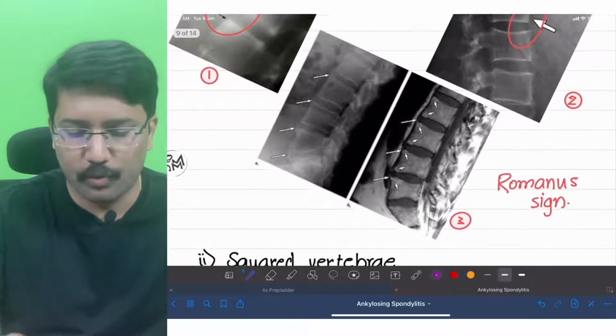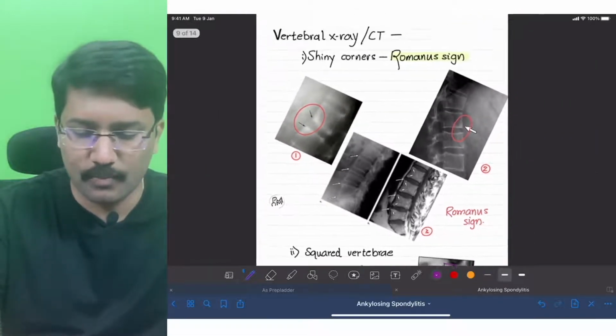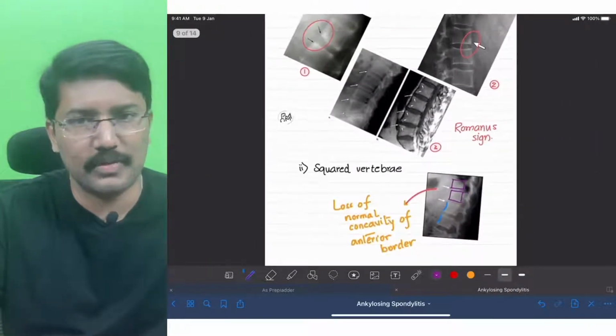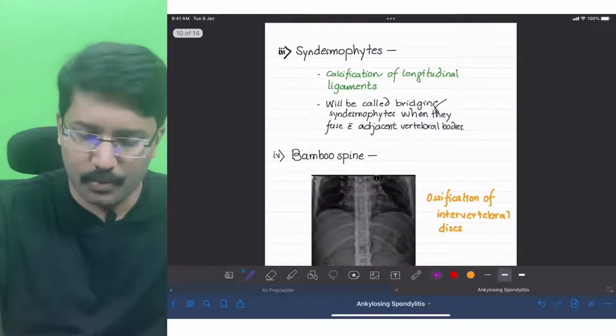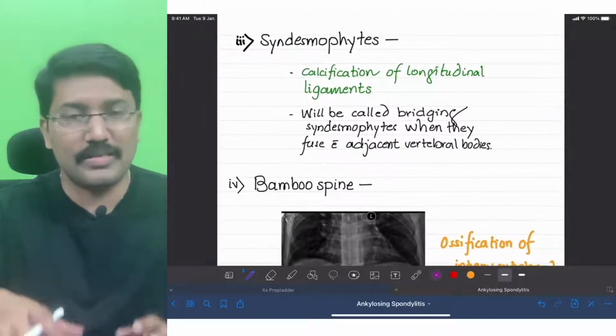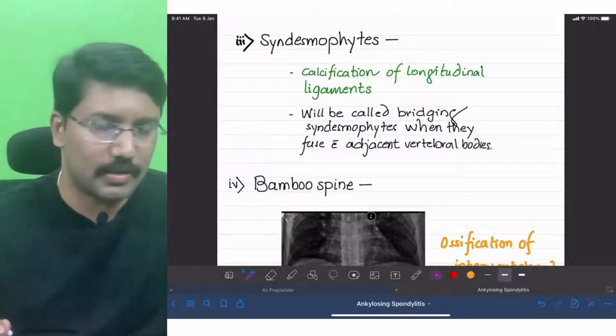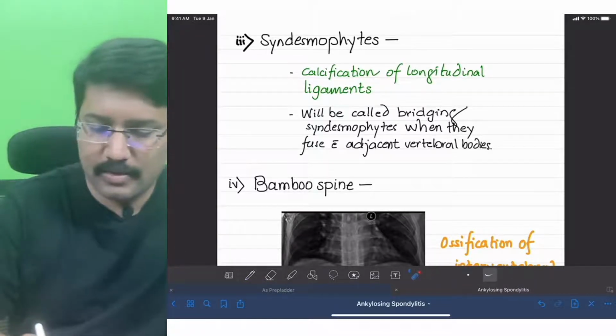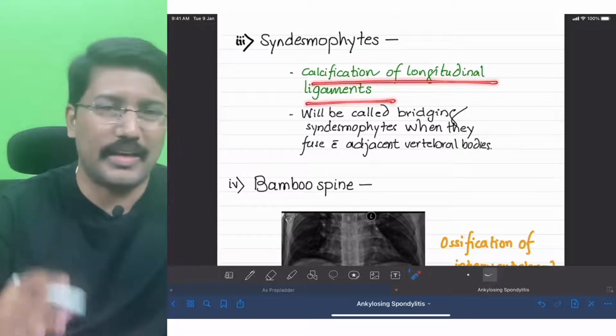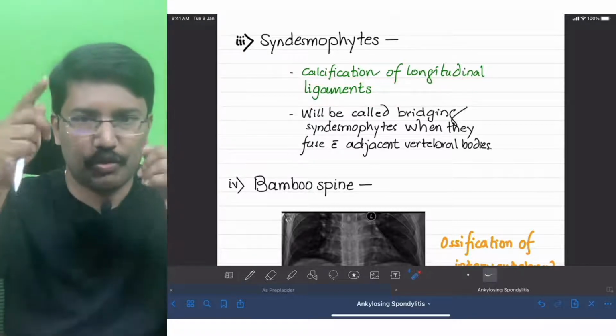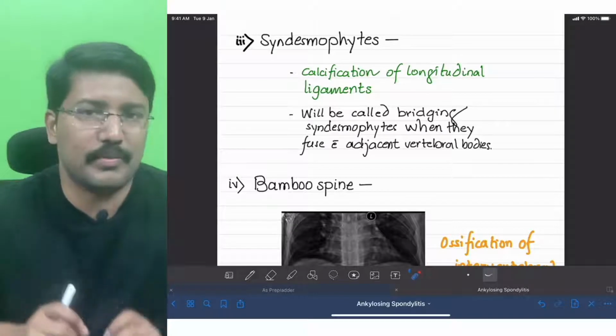So we have two important signs to remember now: Romanus sign or shiny corners, and the second one is squared vertebrae. The third thing is something known as syndesmophytes. These are not osteophytes; they are called syndesmophytes. What are syndesmophytes? These are nothing but calcification of longitudinal ligaments. When the longitudinal ligaments get calcified, we call them syndesmophytes.